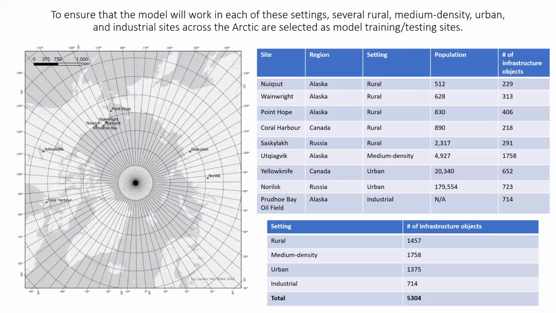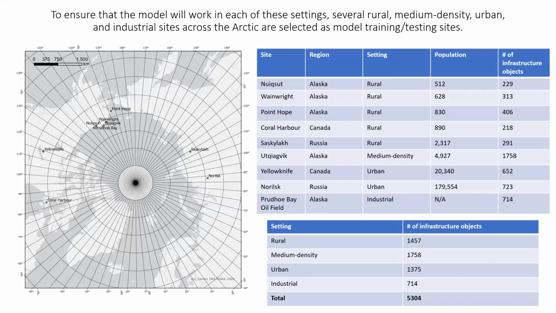So to ensure that the model will work in each of these different settings, I've selected a number of rural, medium density, urban, and industrial sites across the Arctic as the model training and testing sites. So I'll just quickly go through these here. To cover the rural setting, I've pulled imagery from Nuiqsut, Wainwright, Point Hope, Alaska, as well as Coral Harbor in Canada, and a village in Russia named Saskilak. Hopefully I'm pronouncing that right. Then to cover the medium density setting, I have Utqiagvik, then the urban setting, Yellowknife, Canada, and Norilsk, Russia, and Prudhoe Bay to cover the industrial setting.